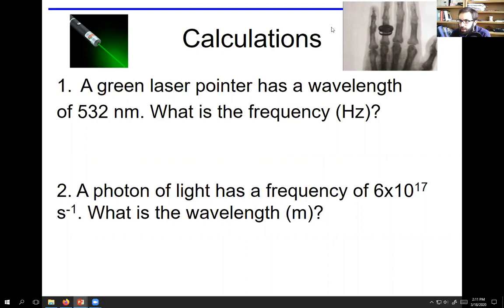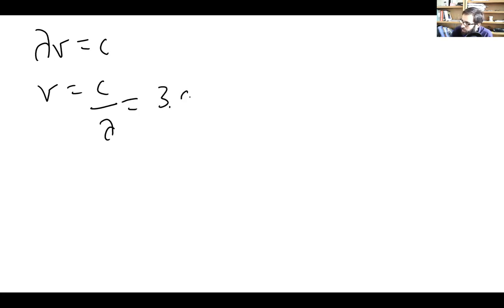Let's go to the whiteboard here. We're going to use the formula lambda times frequency, lambda nu equals c, that's given to us. What do we want? We want frequency, which is nu. So that's going to be equal to c divided by lambda. c is 3.00 times 10 to the 8th meters per second, the speed of light. We're going to divide that by lambda.